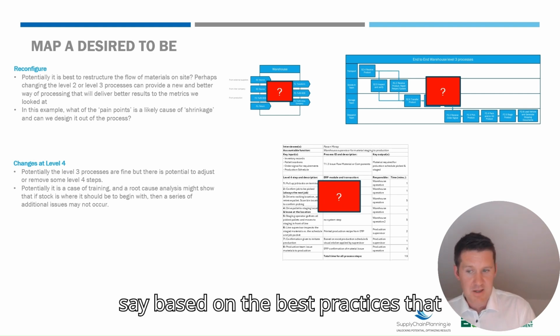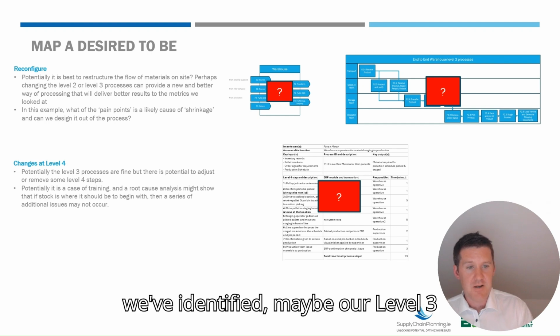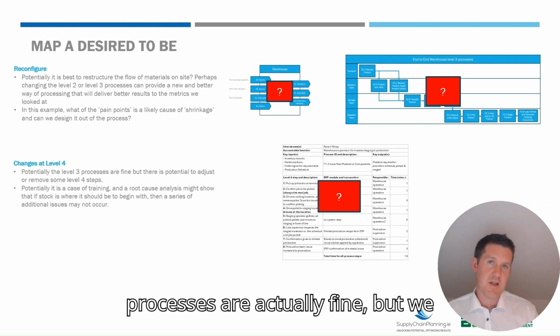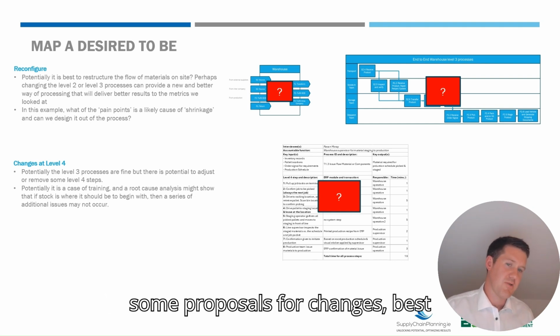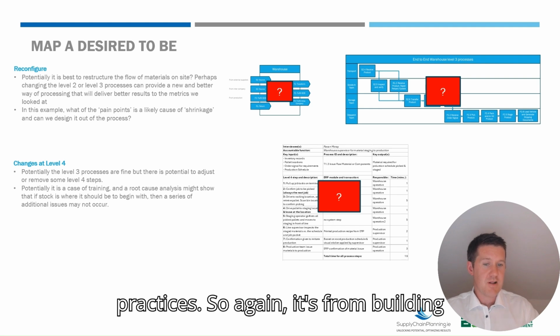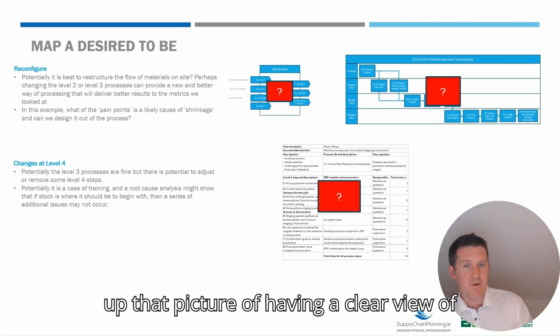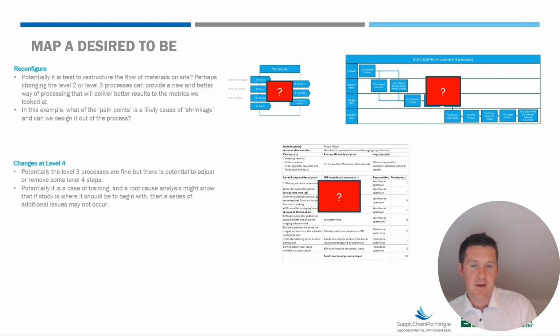say, based on the best practices that we've identified, maybe our level 3 processes are actually fine, but we just need to reconfigure them based on some proposals for changes, best practices. So again, it's from building up that picture of having a clear view of what are we moving to.